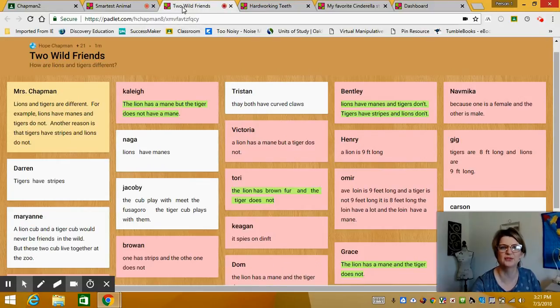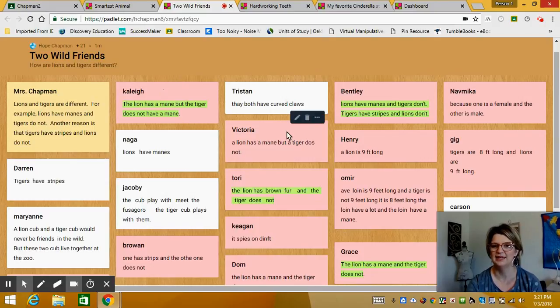Here's some other examples. Two wild friends. How are lions and tigers different? So my objective for this was to show children how to answer a question that is compare and contrast and get them to understand you can't just tell one piece when you're comparing and contrasting. You have to use both objects or both animals to answer the question. You'll notice that when I introduced this to my students, I gave them an example of what I was expecting. So there's my answer.